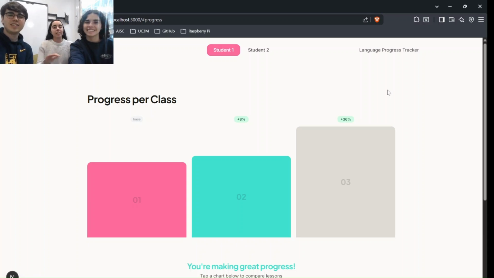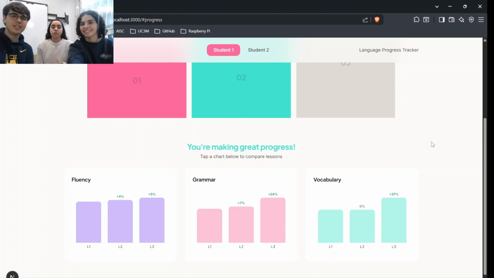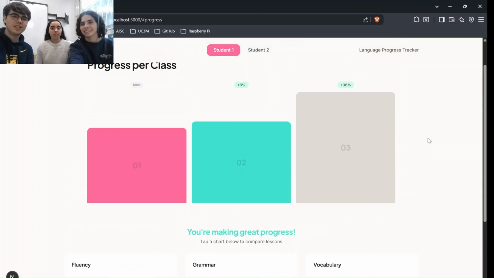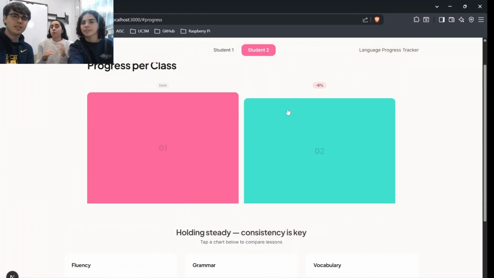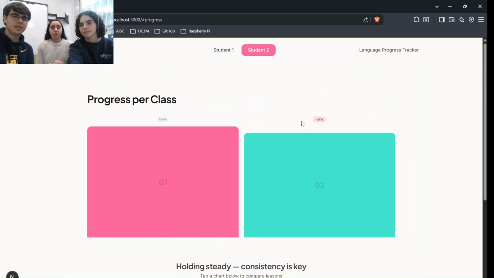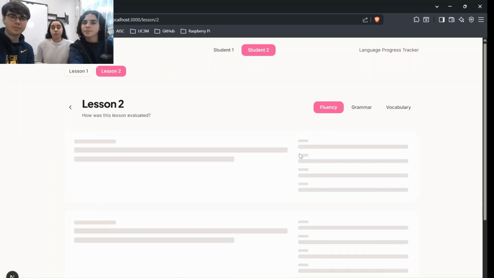As we can see, student 1 clearly made progress, and we measure that through fluency, grammar and vocabulary. Student 2 also, we saw that they got a little bit stuck over the 2 lessons. But how do we measure that?